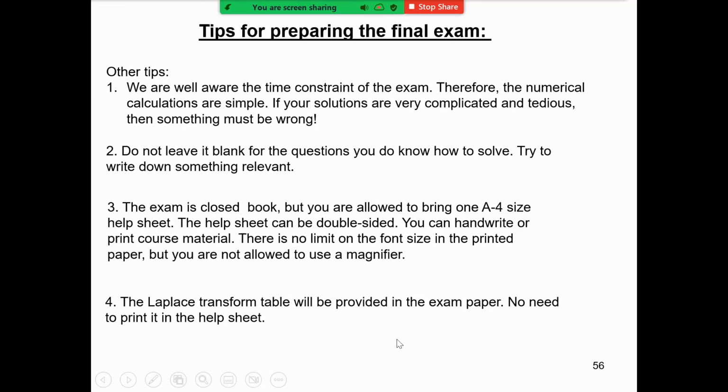Now, when you prepare your help sheet, for the Laplace transform, you don't have to print it. The Laplace transform table will be provided in the exam paper. We know that will take a lot of space, so you don't have to print that out. All those things will be given to you.